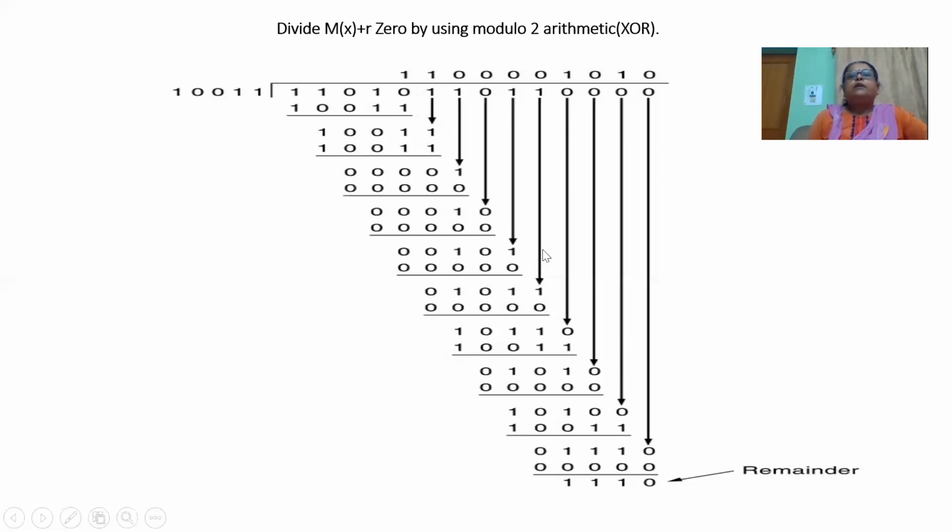Again, we take 0. First bit is 0. So, we divide it 1 times. Multiply generator by 1, we get this. Either input is 1, output will be 1. Both inputs are 1, output will be 0. Either input is 1, output will be 1. Both inputs are 0, output will be 0.